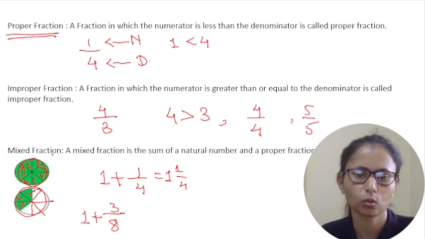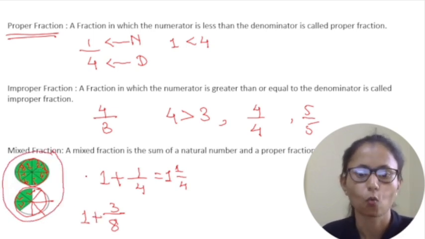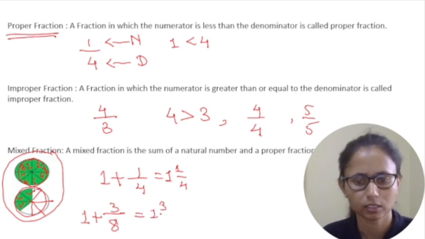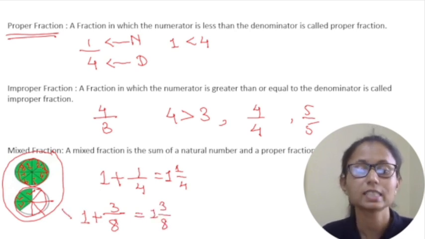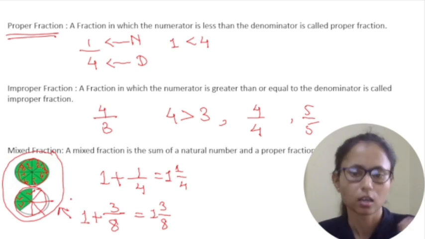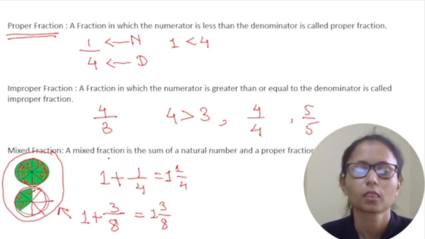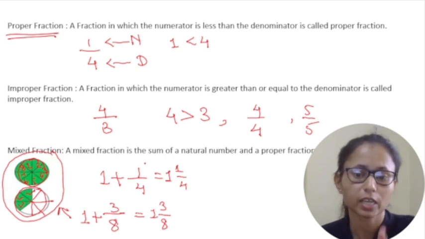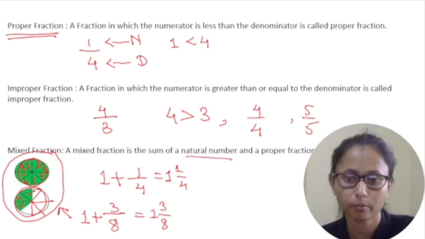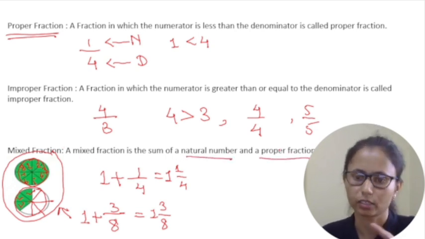So we'll add, total is what? 1 plus 3 by 8. So our fraction is 1, 3 by 8. This is how we can write. Okay, this is a mixed fraction. We can write or read it in terms of a definition. A mixed fraction is the sum of a natural number and a proper fraction, not improper. It's a proper fraction. Remember this one. Okay.